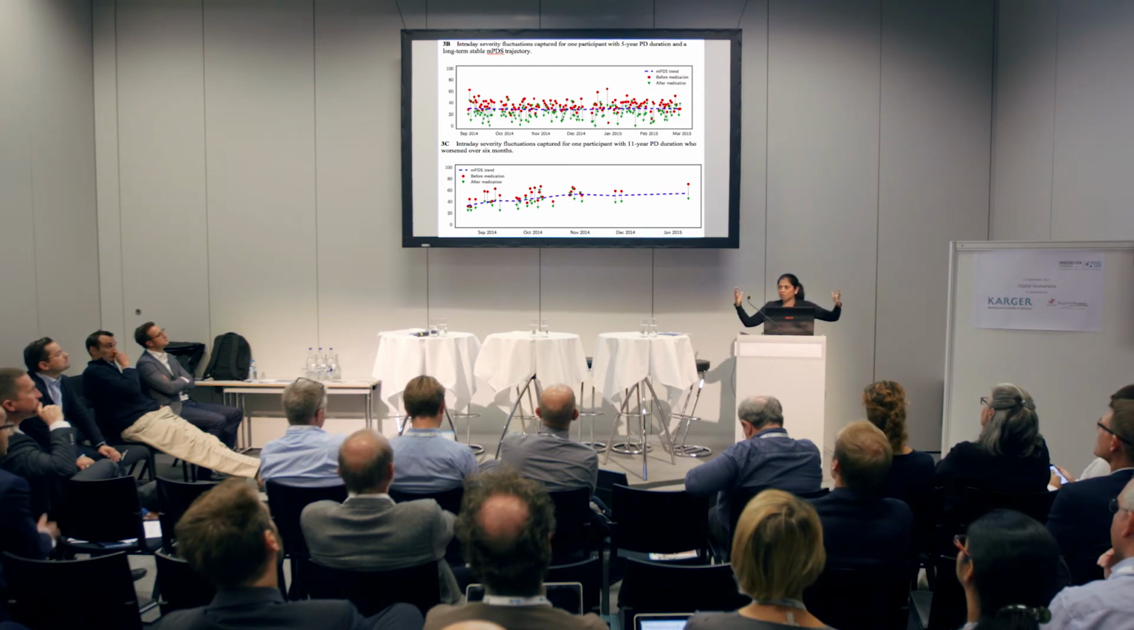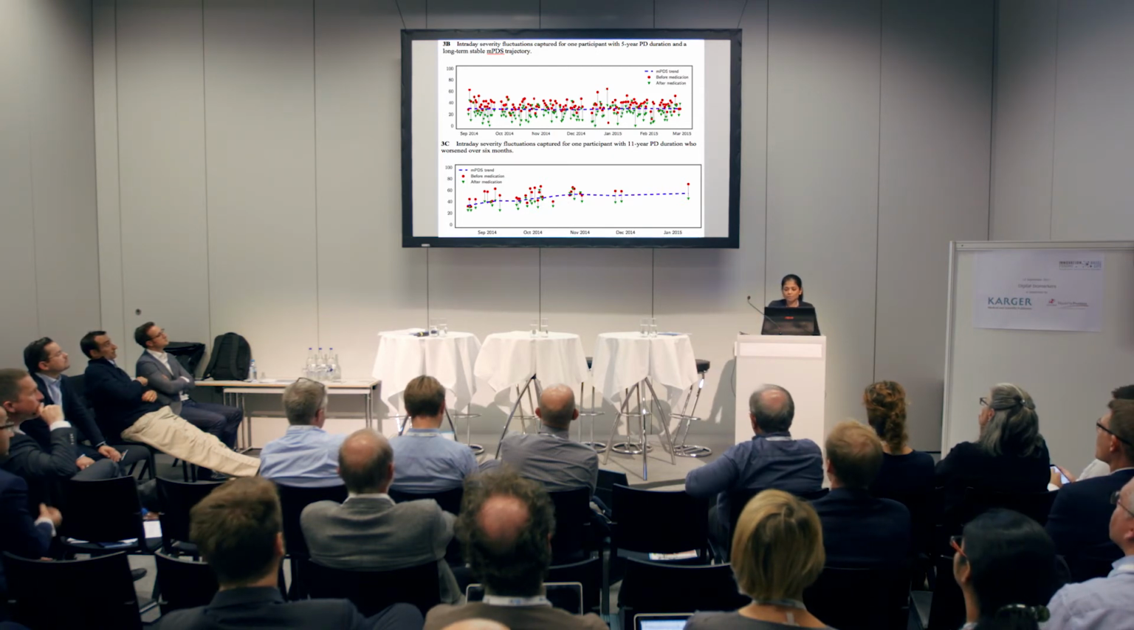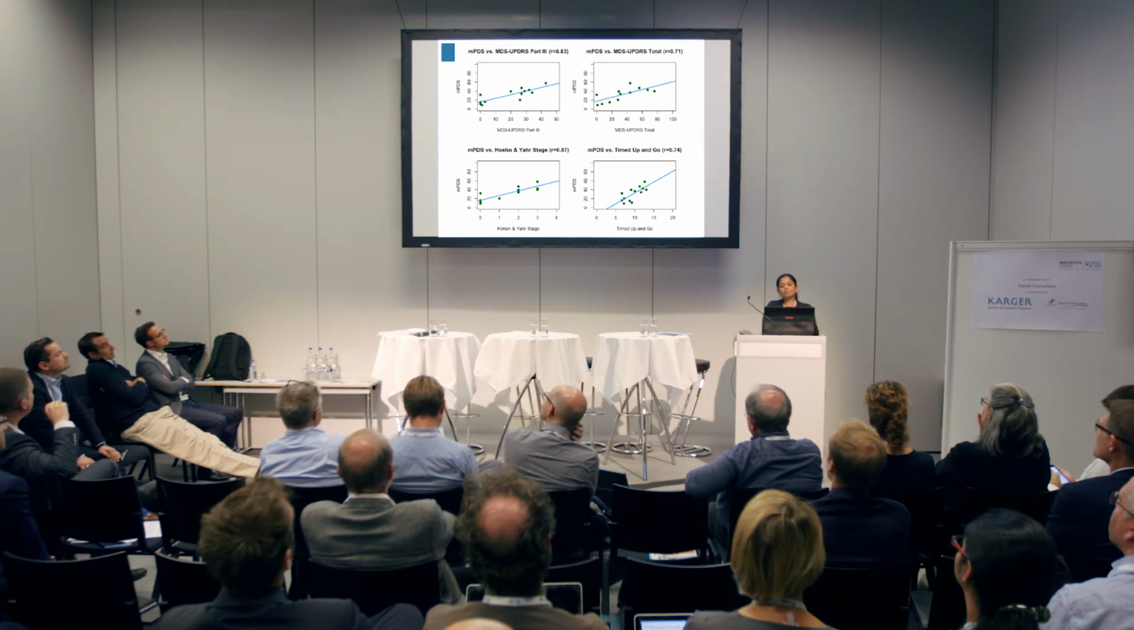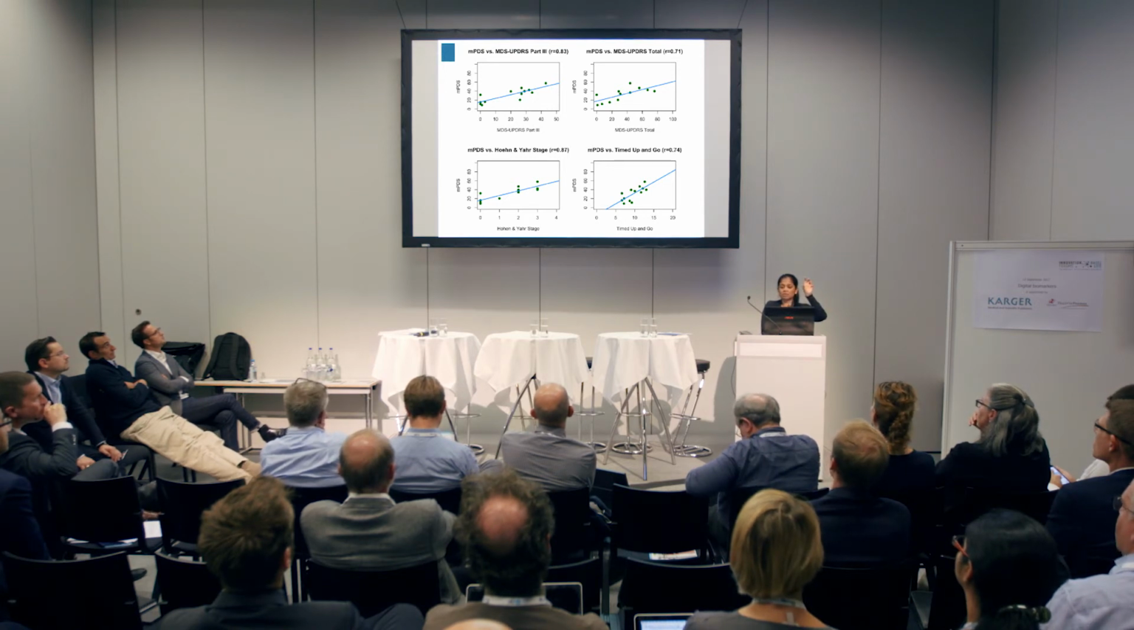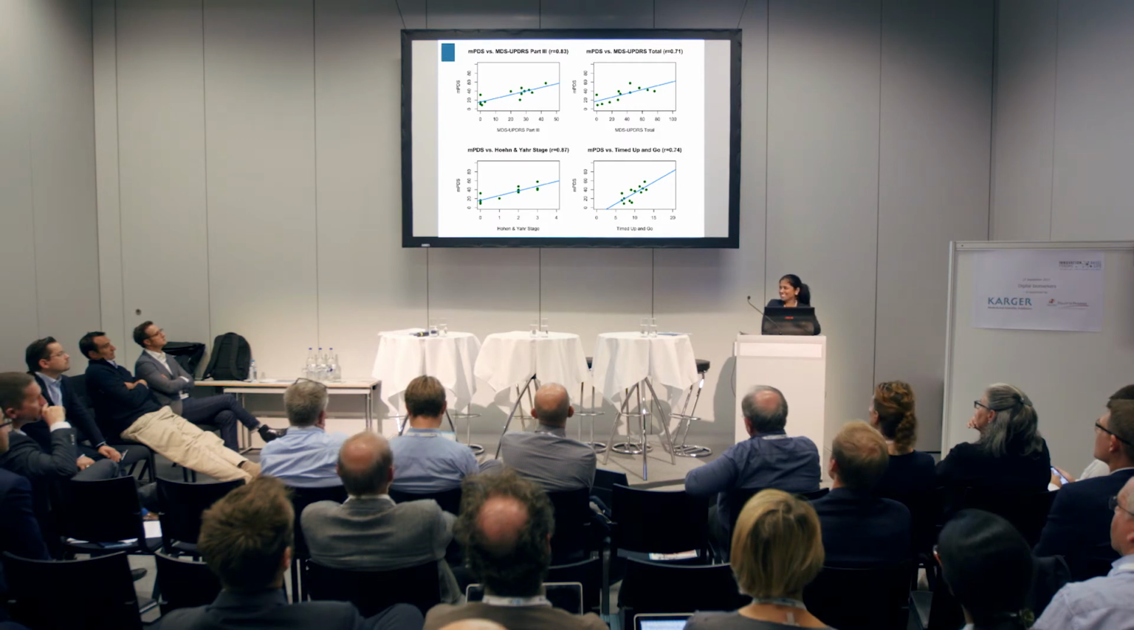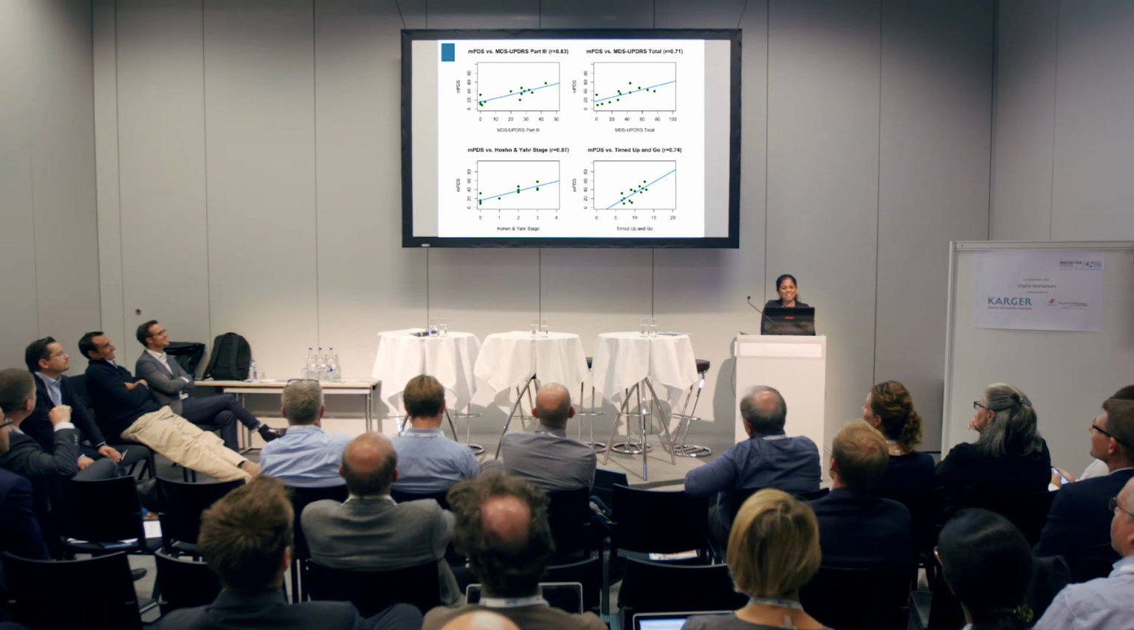This sort of checks out with the way you'd expect it to behave. Now, when we go and tally these with UPDRS, there's UPDRS part 3, which is just the motor component. There's UPDRS total score. There's timed up and go, and then there's the Hoehn and Yahr.